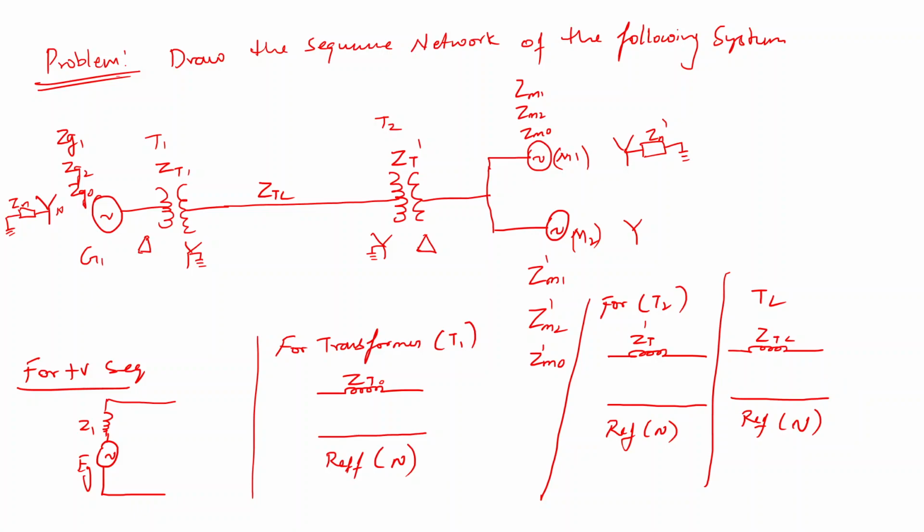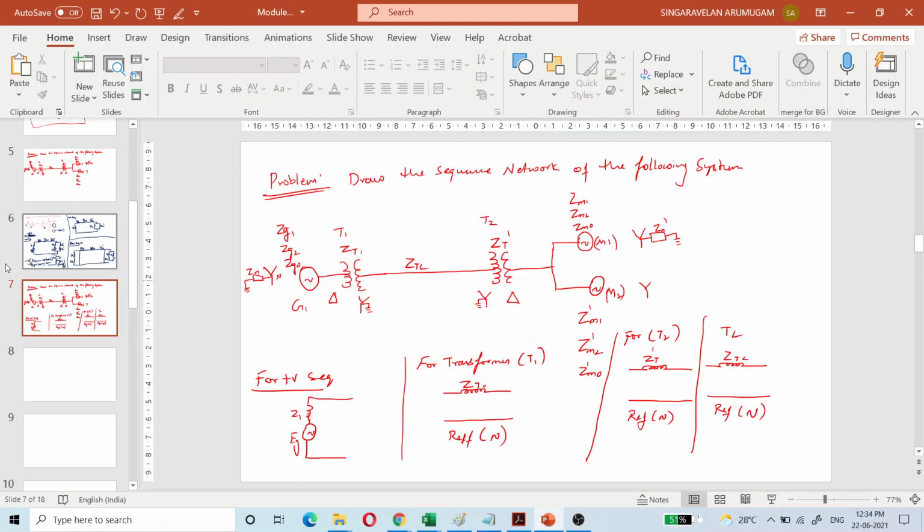Okay, and what is pending now? We have taken T1, T2, TL, and the generator or alternator. Now the remaining part is M1 and M2. For M1 and M2, I'll just copy the question for the next slide.